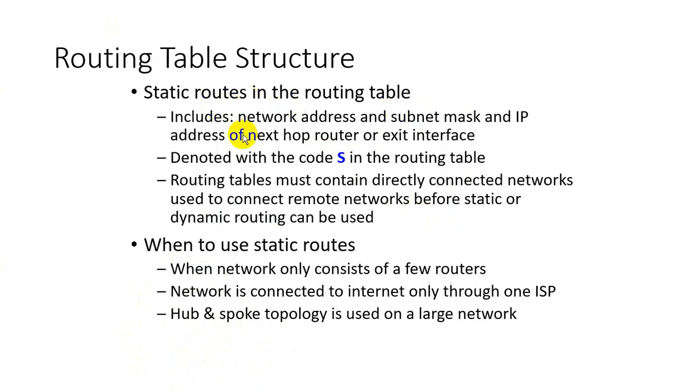A static route in the routing table includes the network address, subnet mask, and IP address of the next-hop router or exit interface, denoted with the code S in the routing table. So if static routes are configured in a router, then it will be coded with S in the routing table. The routing table must contain directly connected networks used to connect to remote networks before static or dynamic routing can be used. So it must have a directly connected network.